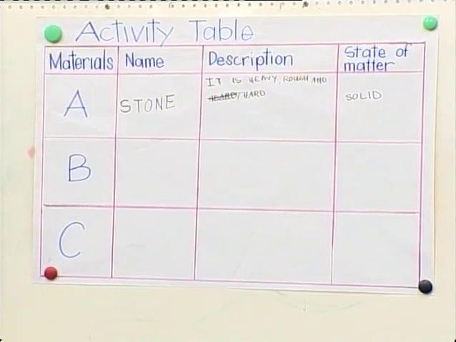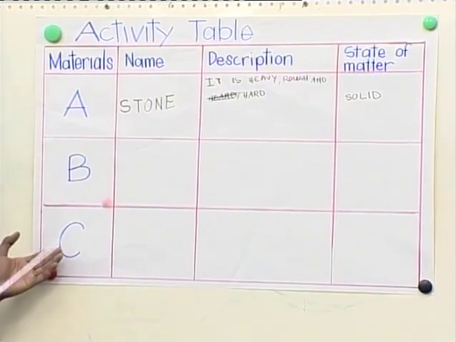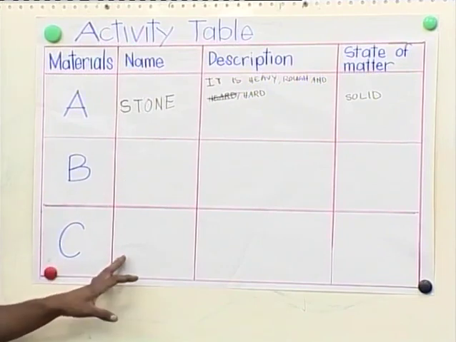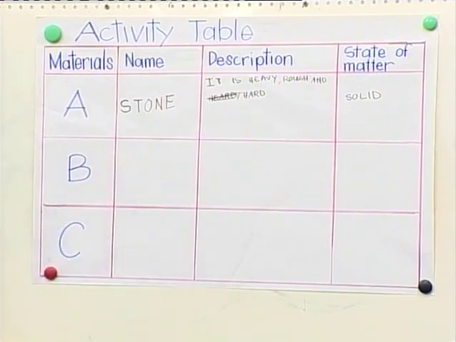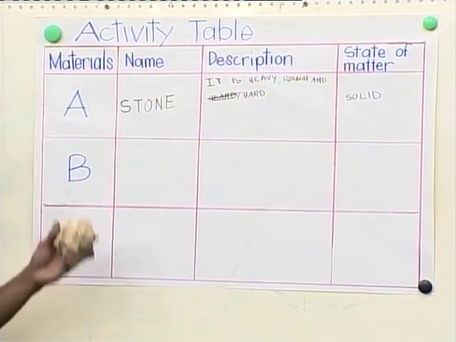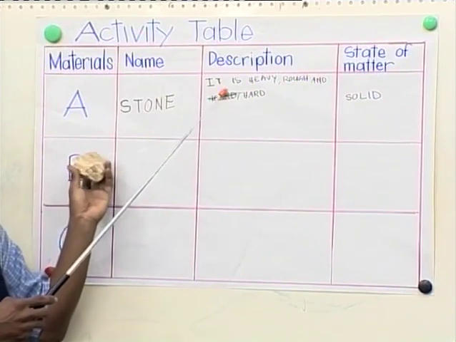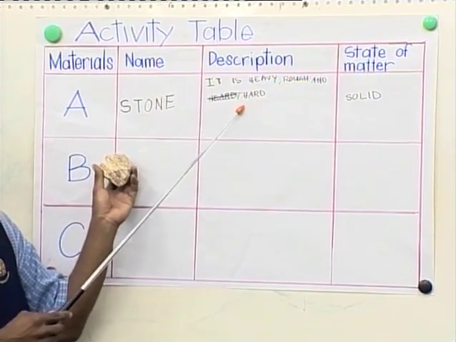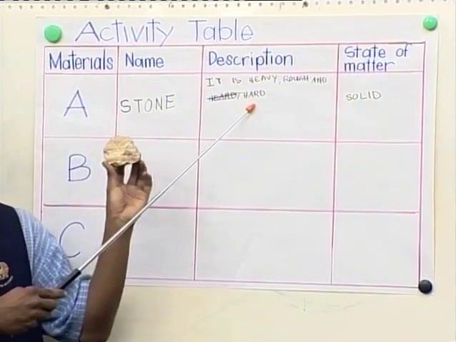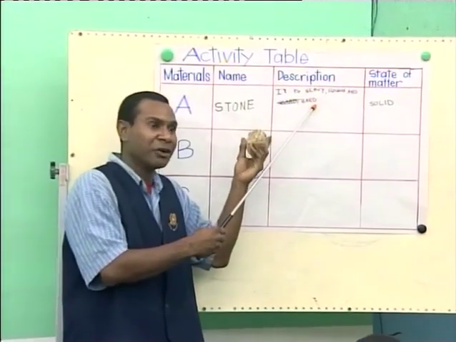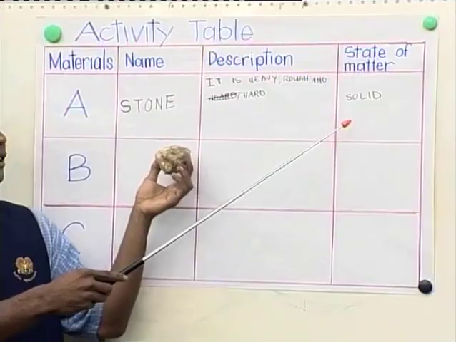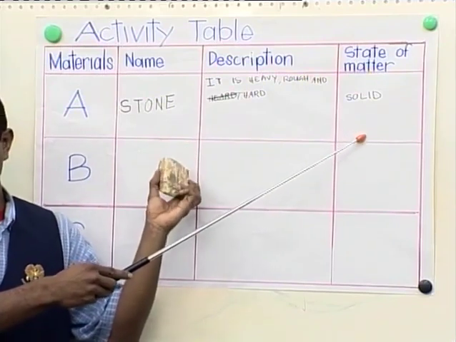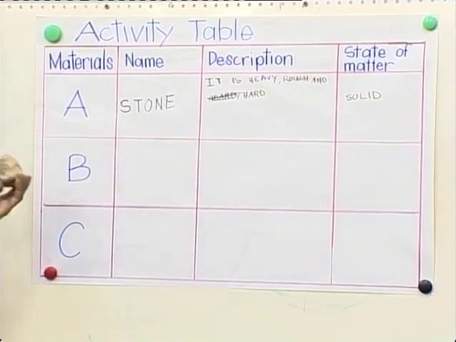So you list the materials A, B, C, D, or you can number them down. The second column is the name of the object. So Joshua described to us the rock or stone. His description is it is heavy, rough, and hard. So that is what he found. But if you can find more information about it, you can write it down in the description. And he stated that it is a solid. All right. So that is what you are going to do.